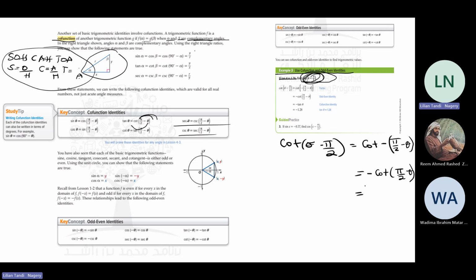Now, who is this? This is tan. You see this? So this is negative tan theta. Up to there, we are good because it is here. See?